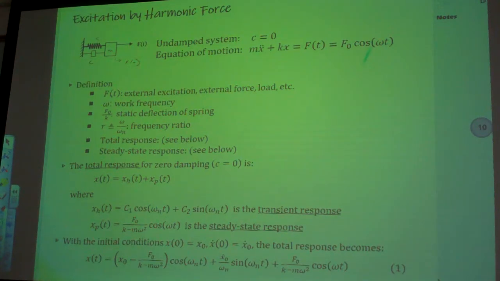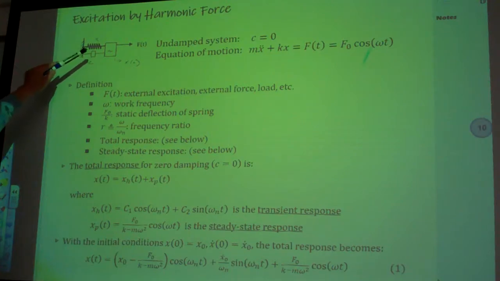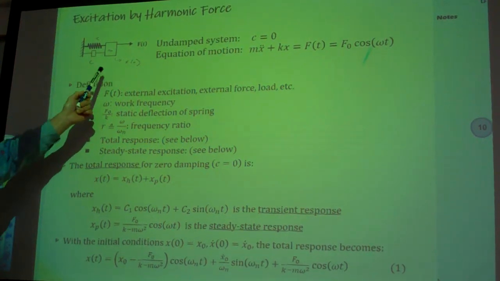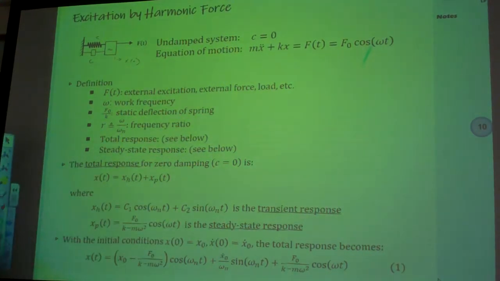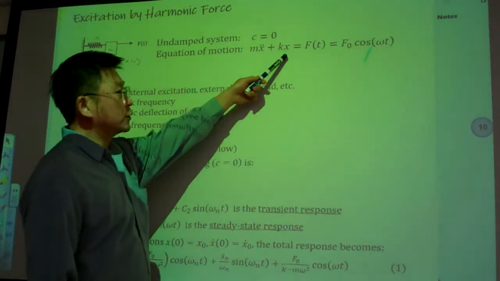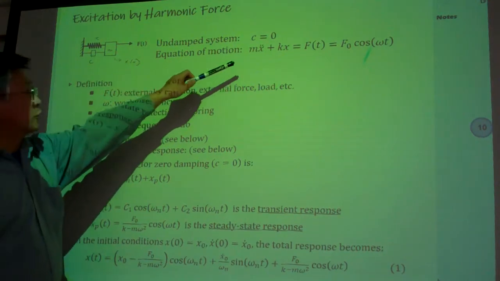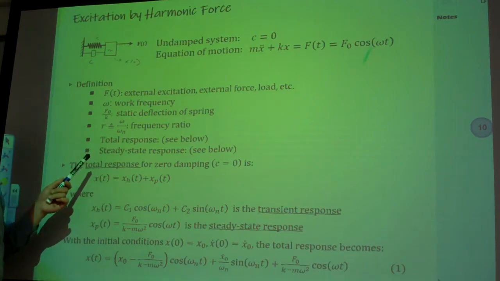So this is our general schematic description of the systems. In general, we have K, we have damping, we have mass. But in this section in particular, we consider undamped systems, so we put C equal to 0. This is a typical equation of motion. When C equals 0, the equation of motion is like this. The F of t can be any type of force.